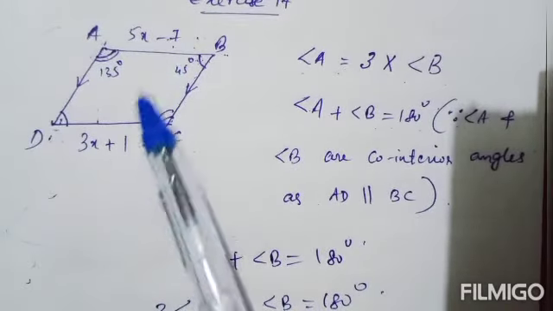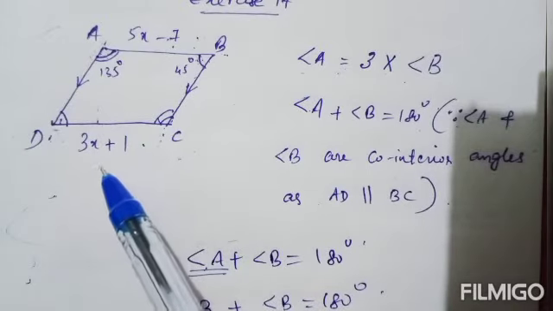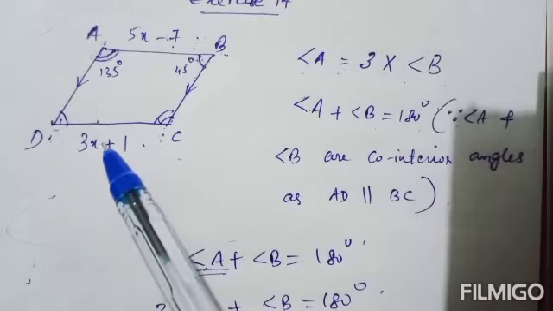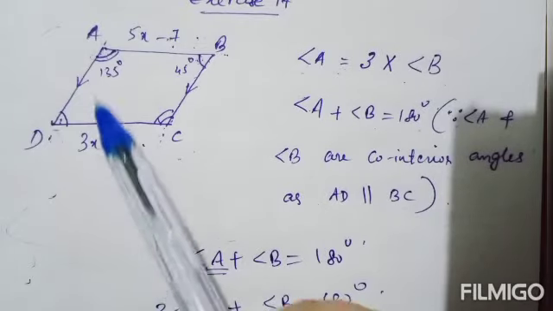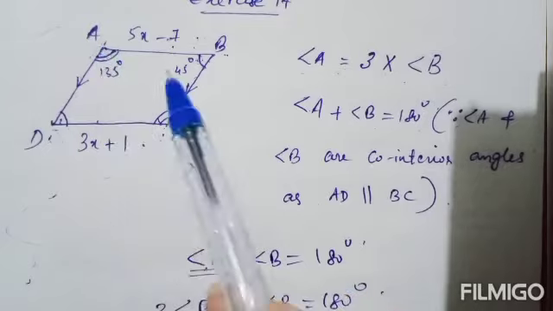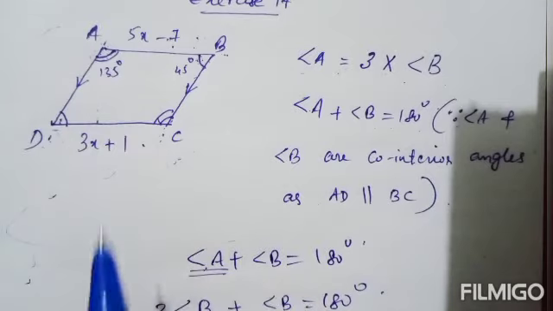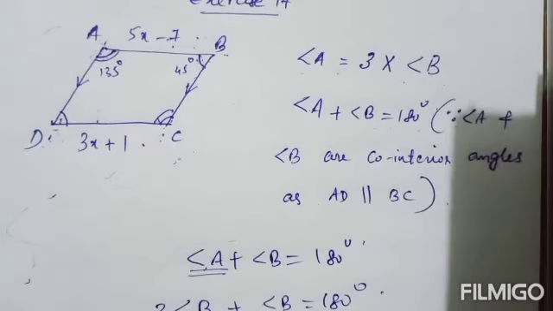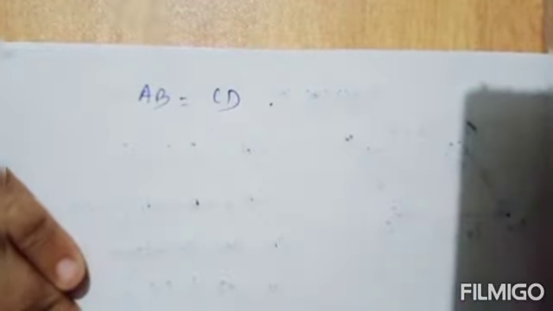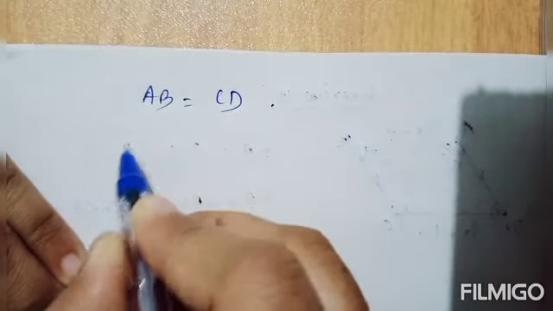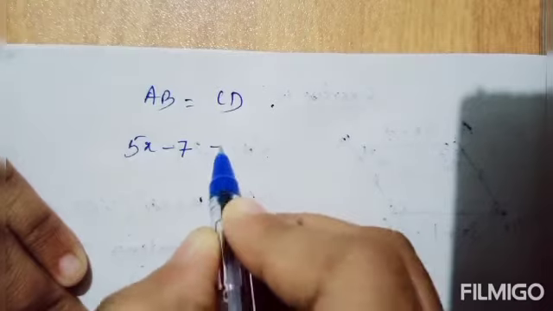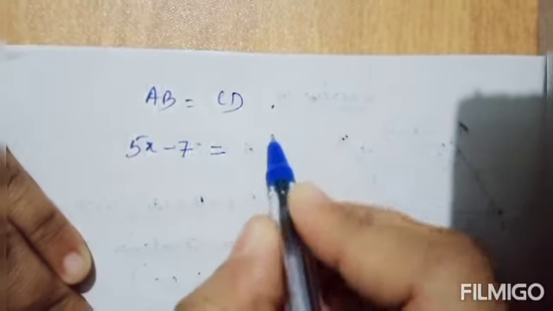AB and CD are opposite sides of a parallelogram. And we know in a parallelogram opposite sides are equal and parallel. So AB equal to CD, since they are opposite sides of a parallelogram, they are equal. So AB equal to CD since they are opposite sides. But AB, what is given? 5x minus 7. So 5x minus 7 equal to CD, it is 3x plus 1.